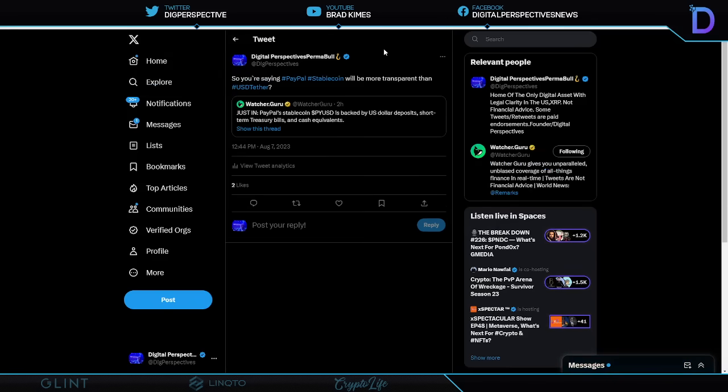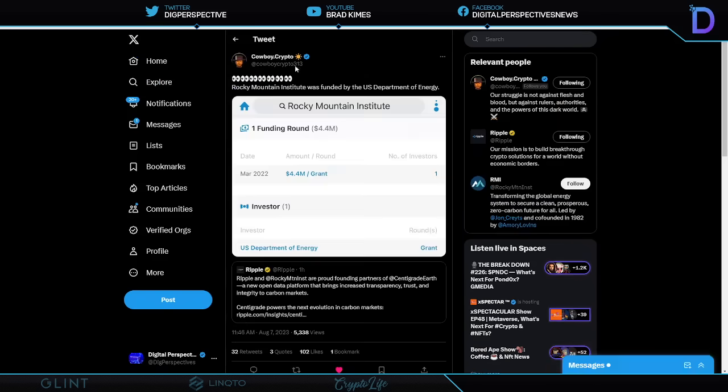So you're saying PayPal and Stablecoin will be more transparent than USD Tether. Yeah, that's what we're saying. They are registering and doing everything they're supposed to do. There's no dodging the government and all of that business. We're going to find out before this is over where USD Tether stands. Because right now, it stands in the shadows. But not this. Ripple and Rocky Mountain Institute.